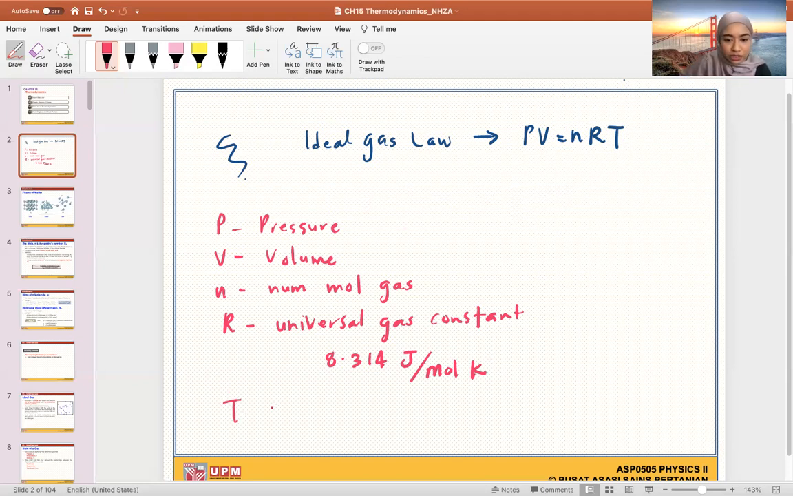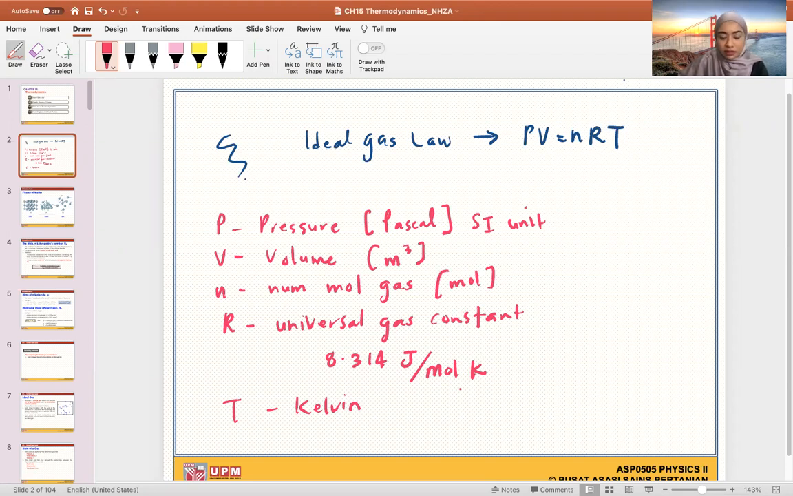R, and then we have T, which is in Kelvin. So if n is in mole, T is in K, and R is in joules, P is pressure, V is volume, will it give me joules? It should. So what should be the unit for pressure? It should be Pascal, not atm. But I think in my video I talked about atm. But it should be in Pascal, which is your SI unit for pressure. Volume should be in meter cube. Mole is mole. Universal gas constant, this is the unit, I think.